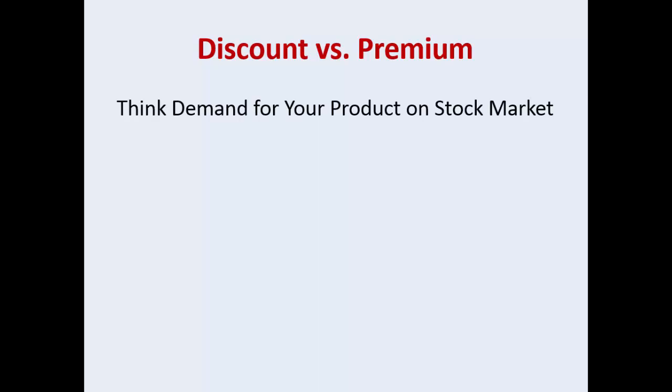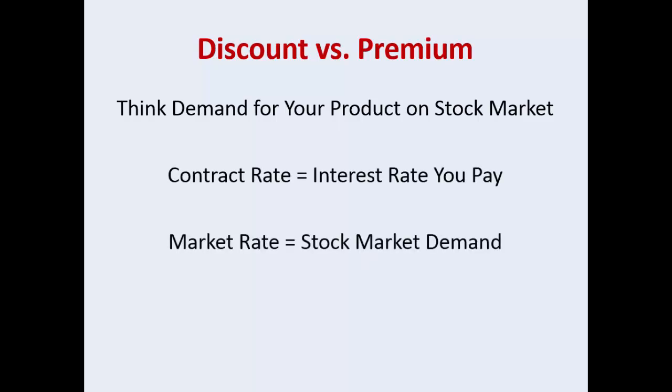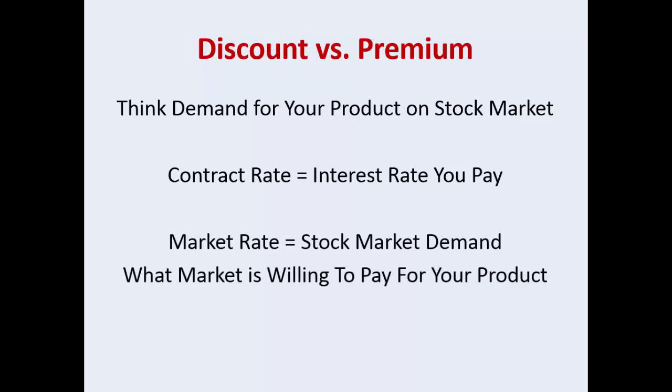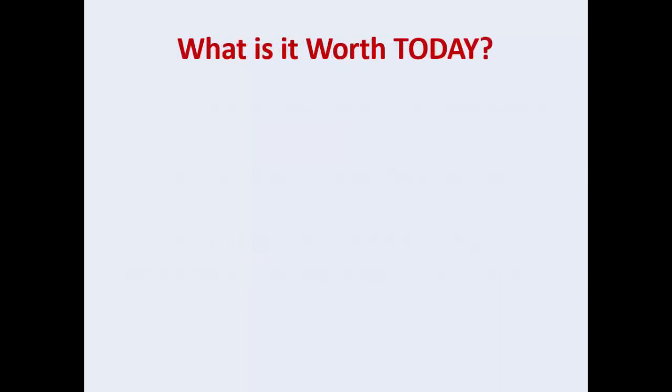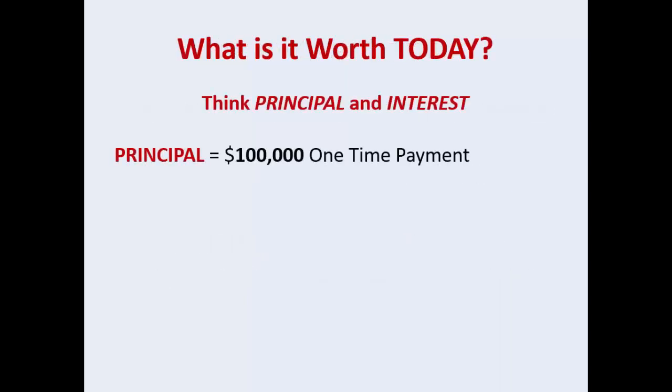Looking at the difference between issuing at a discount or a premium, you have to first think of the demand for your product in the stock market. The contract is what you pay, and the market is what the stock market demands, what it sells for, what the market is willing to pay for your product. Now, this is a very simplified method of looking at this because actually there's a little more to it.